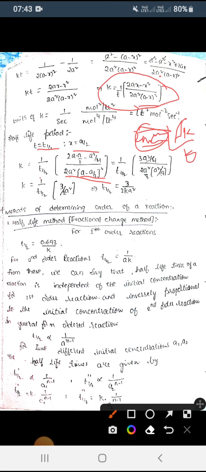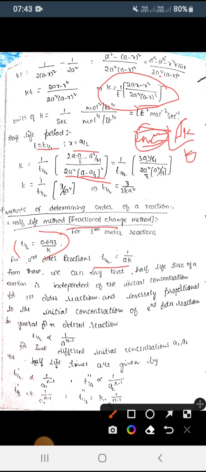Now let us discuss the methods of determining the order of a reaction. The methods are the half-life time method, the Van 't Hoff method, the Ostwald isolation method, and the trial and error method. The first method, the half-life method, is also known as the fractional change method. For a first order reaction, this is the half-life expression; for second order, this is the equation; and in the same way for third order we get 3 by 2 into k a square.